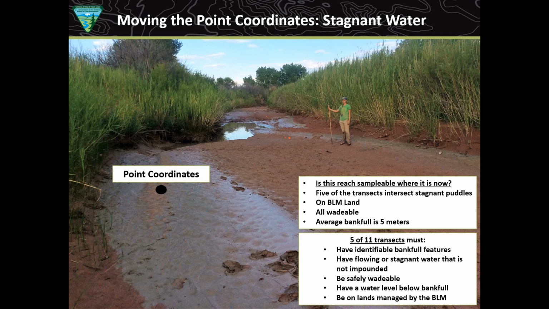In this example, the site is full of stagnant puddles. 5 of the transects in the reach intersect some of these puddles. Is this site sampleable where it is now? Do the point coordinates need to be moved? If so, how far can they potentially be moved if the average bankful width was 5 meters?